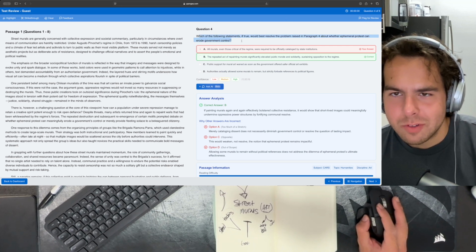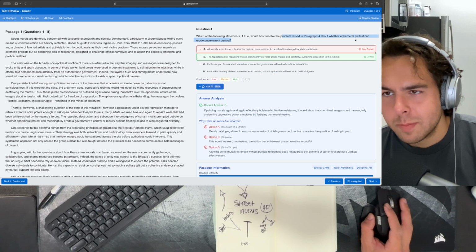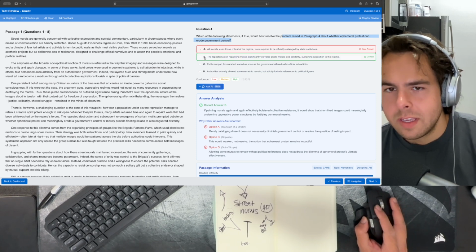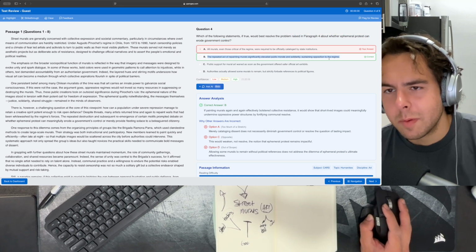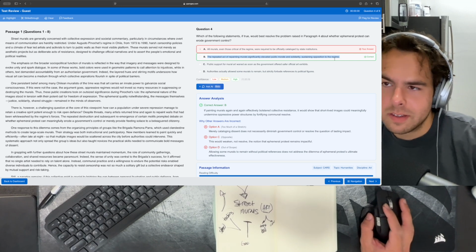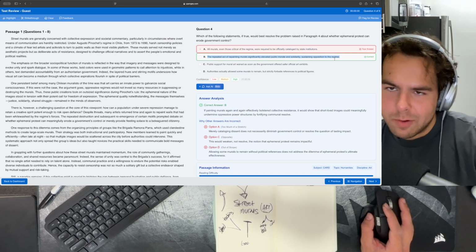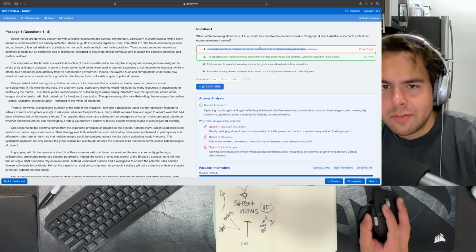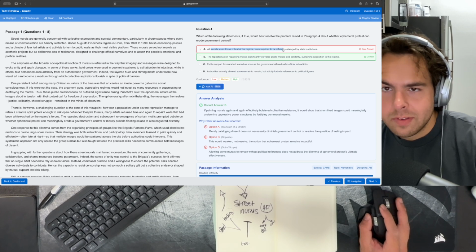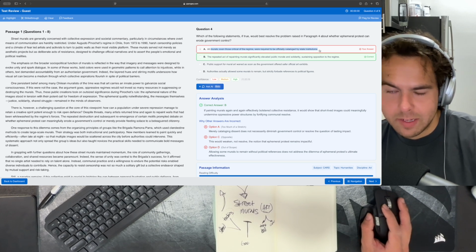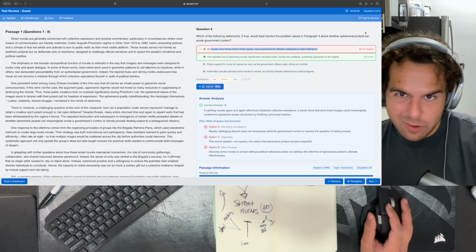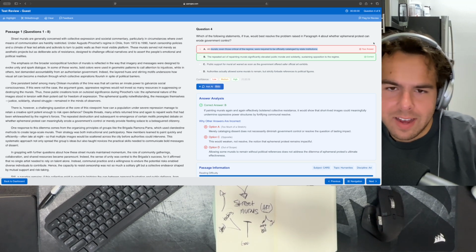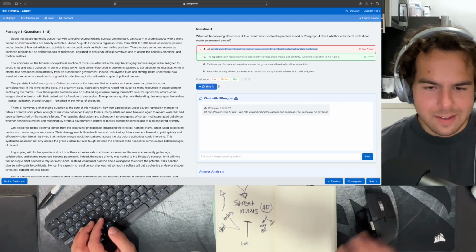Which of the following statements, if true, would resolve the problem raised in paragraph 4 about whether ephemeral protests can erode government control? If the repeated act of repainting murals elevated public morale and solidarity, sustaining opposition to the regime, then that would resolve. This one, A, that I selected: if that were true, that the murals critical of the regime were required to officially be cataloged by state institutions, I feel like that erodes the government control in terms of their restriction of it. So I don't know. Let's ask AI.